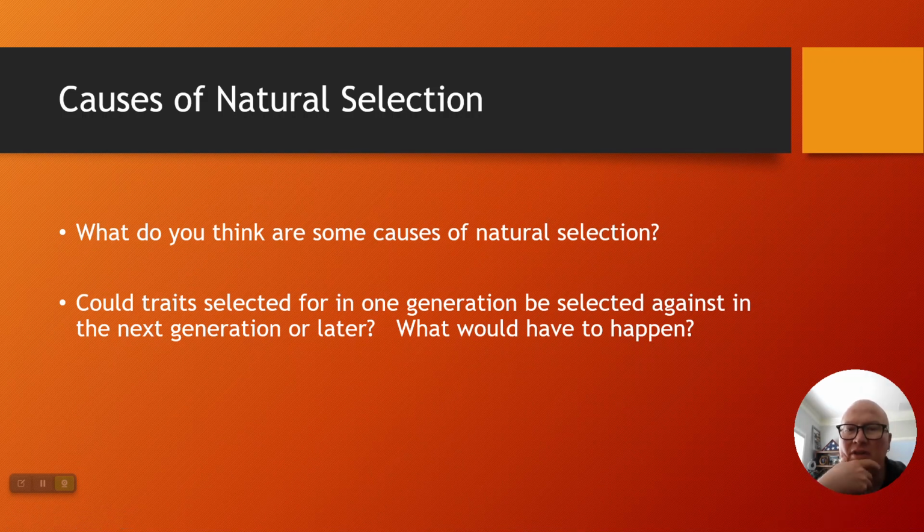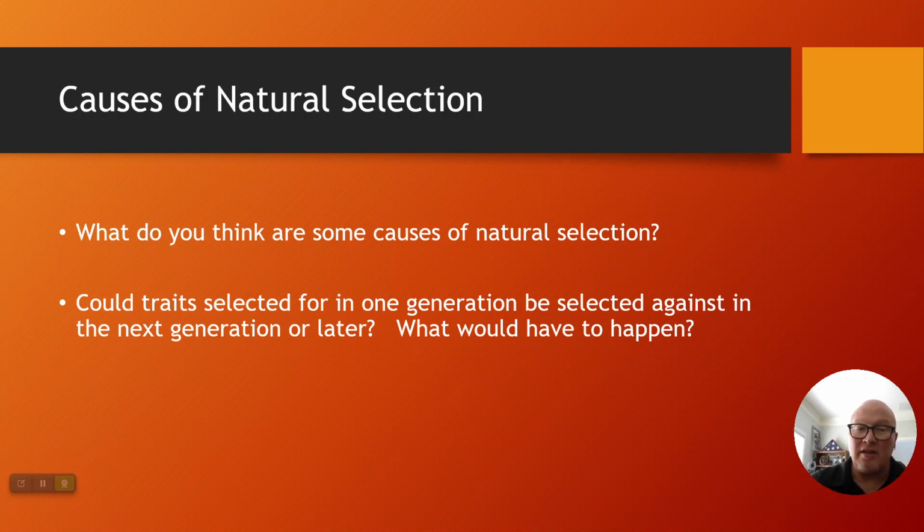So what do you think are some of the causes of natural selection? Well, natural selection has to act on some trait. So there's got to be some physical trait, some trait that will confer some sort of advantage onto an organism.